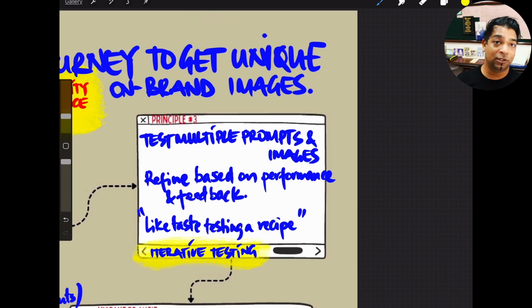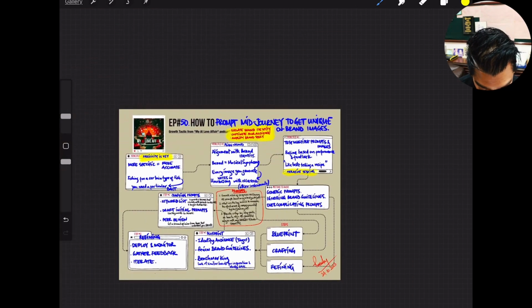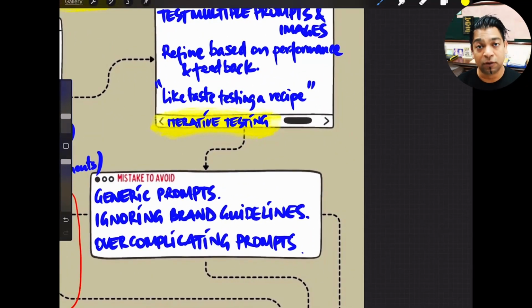Think of it as a chef who is continuously tasting the dish as it comes along to bring it together, and that actually creates this unique thing. So those are the 3 principles. Now let's talk about the mistakes to avoid. There are 3 mistakes that I'd love you to look at and avoid when you're creating Midjourney prompts.